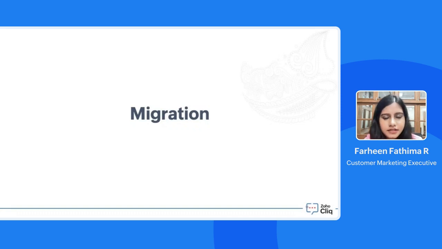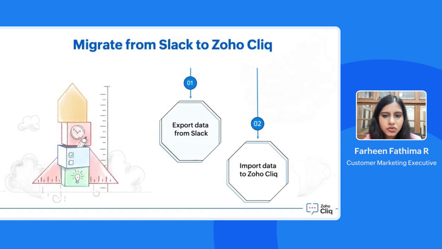First, let us look into the Slack migration to Zoho Cliq. Migrating your channels and data from Slack to Zoho Cliq is an easy two-step process. The first step is to export your data from Slack. The second step is to import your data to Zoho Cliq.